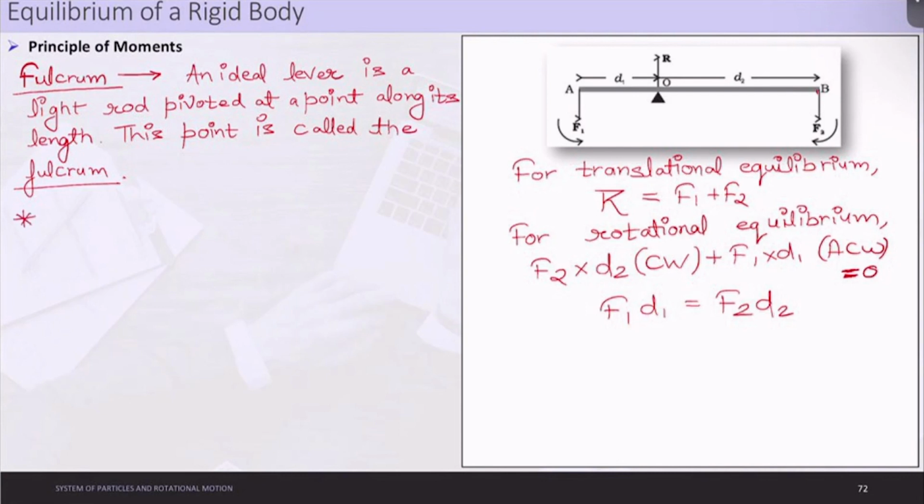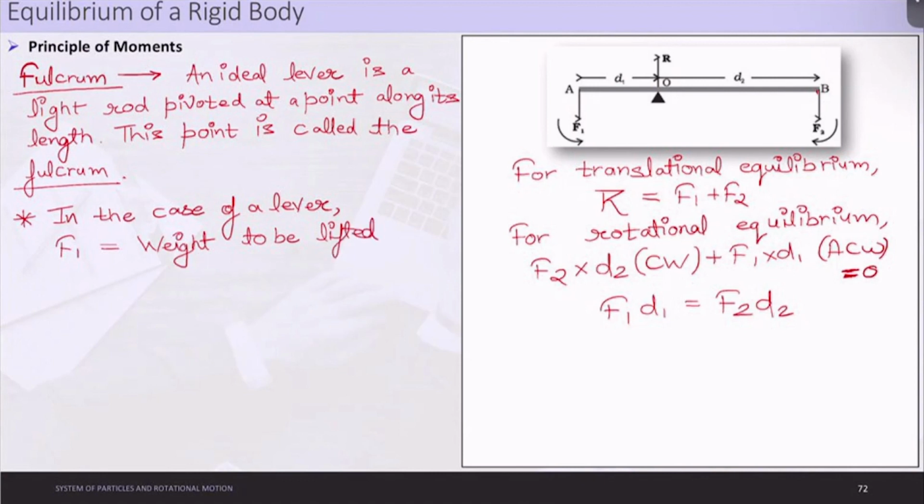Okay, so in the case of a lever, F1 is basically the weight which is to be pulled, or the weight to be lifted. Hence this is also called your load. That is the first concept. The second concept is that the distance D1 is the distance at which it is kept from the fulcrum, and hence this is also called your load arm. Fine, I hope it is understood now.